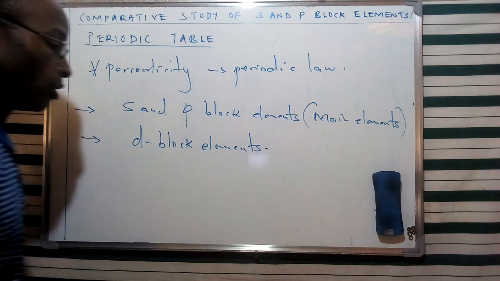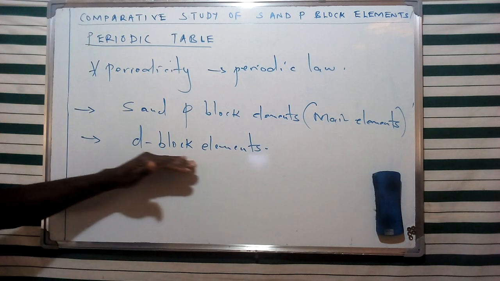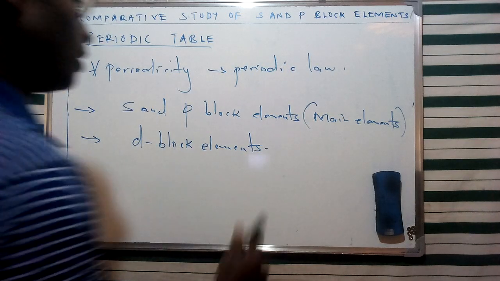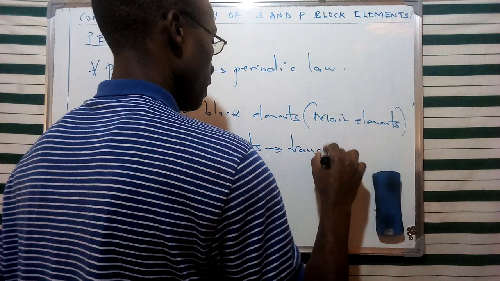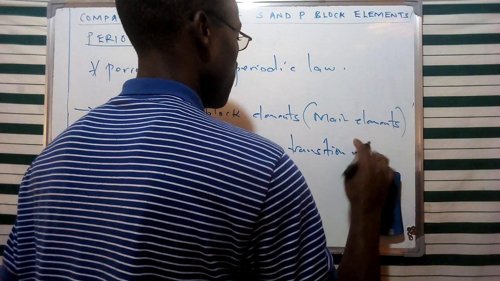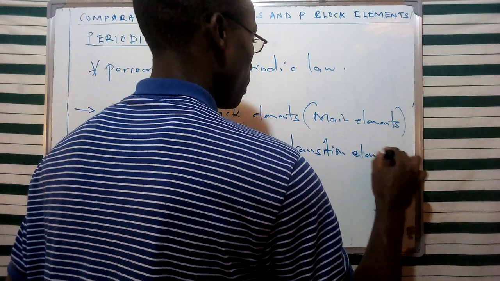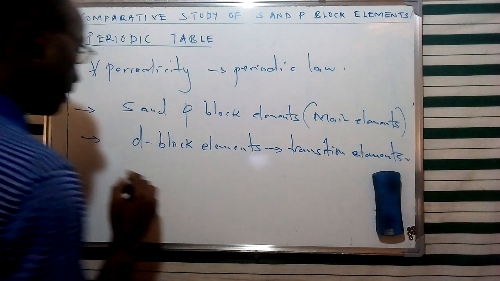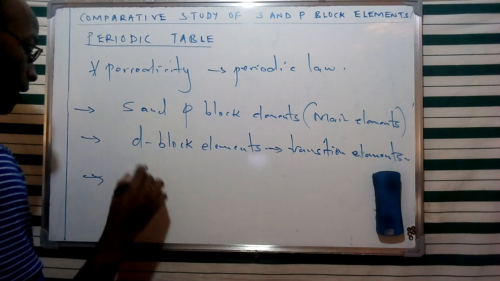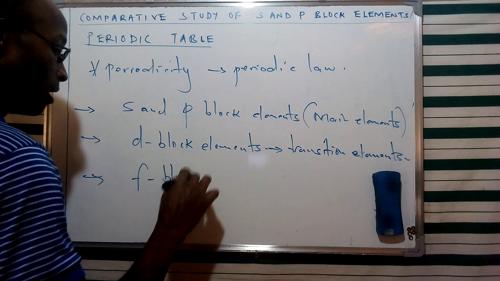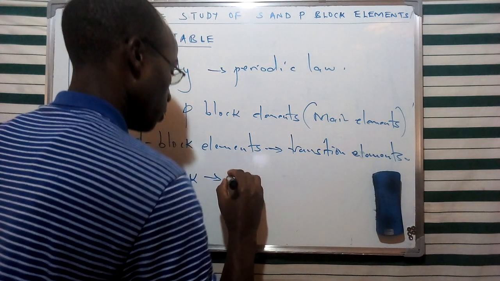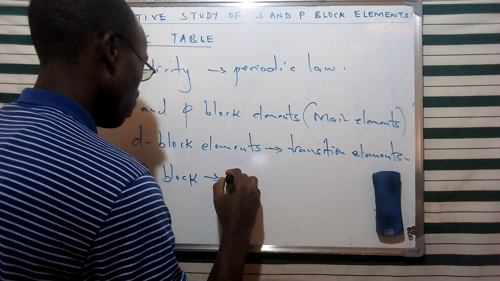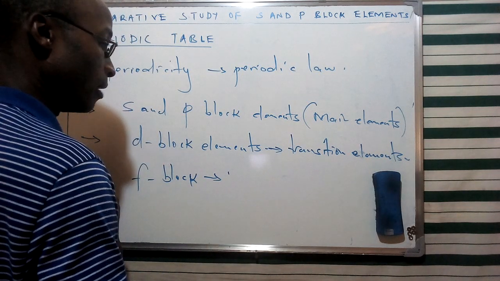And these are going to constitute a range of elements, especially those contained in the, of course, transition elements. And of course, we're also going to witness another category, which is going to be defined as the F block elements, which basically constitute the inner transition elements, sometimes referred to as the lanthanides and actinides.